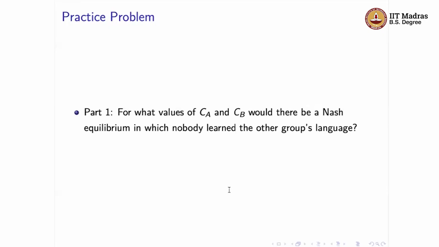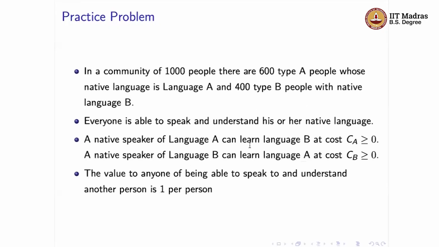So what happens if nobody learns the other group's language? That means that each of the type A people can only speak with other type A people, including oneself.